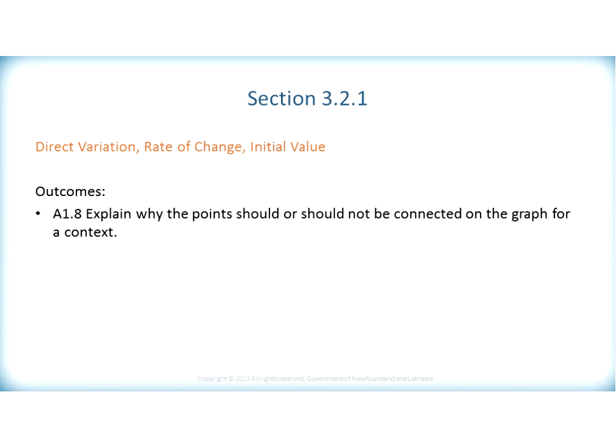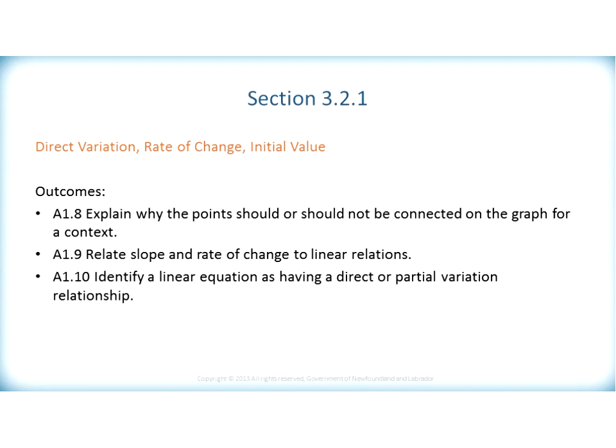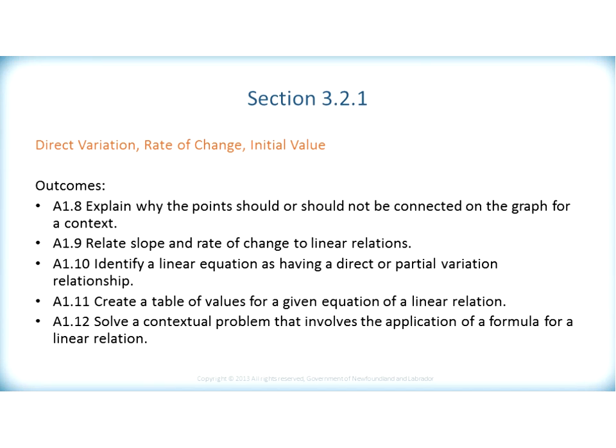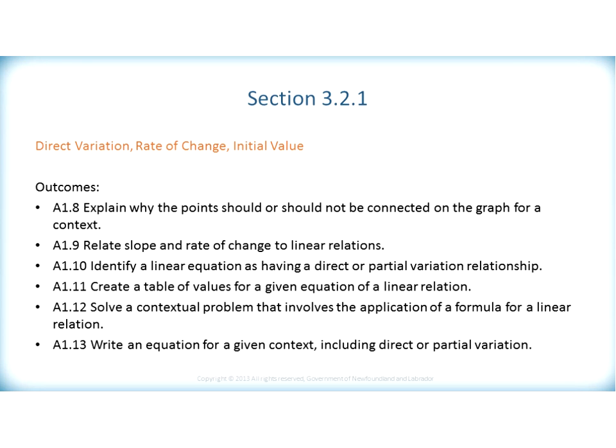Our outcomes include, again, explaining why the points should or should not be connected on the graph for a context, relate slope and rate of change to linear relations, identify a linear relation as having a direct or partial variation relationship, create a table of values for a given equation of a linear relation, solve a contextual problem that involves the application of a formula for a linear relation, and write an equation for a given context, including direct or partial variation. Now we're going to concentrate on the direct variations in this particular lesson, but we're going to look at partial variations later on.